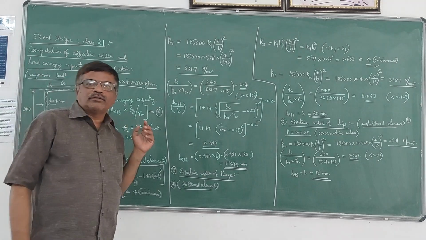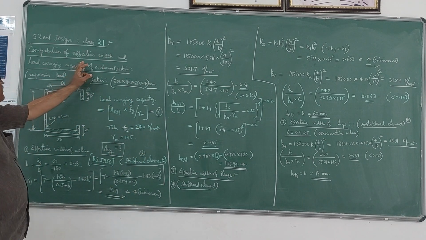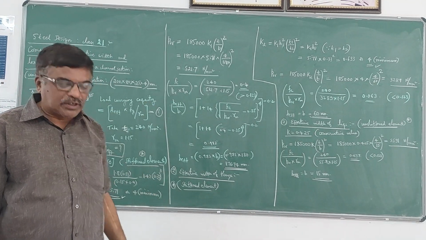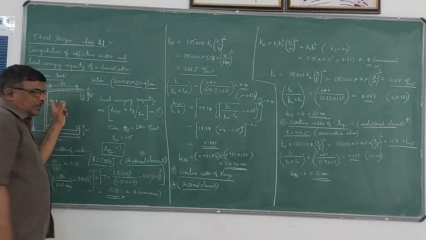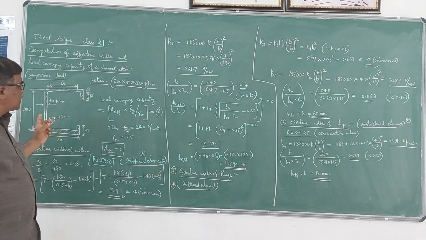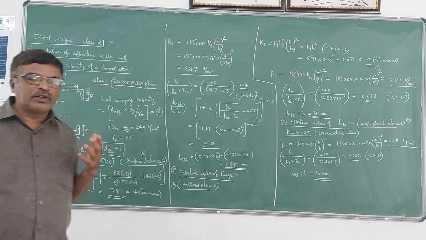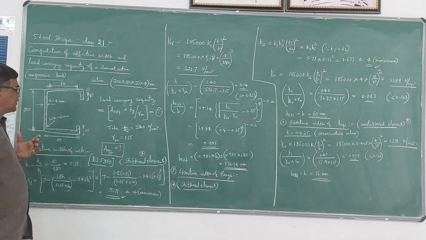In this class, we will discuss a problem on computing the effective width and the load carrying capacity of a channel section for a compression member. That means a section will be given here with the specified dimensions, and you are asked to find the compressive load carrying capacity of that particular cold formed steel section.